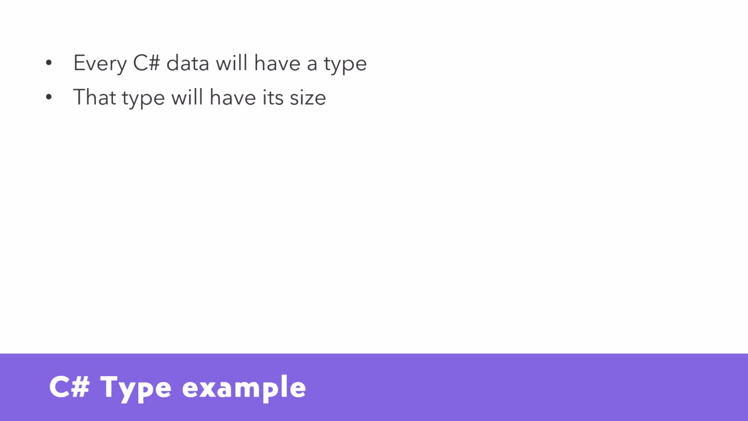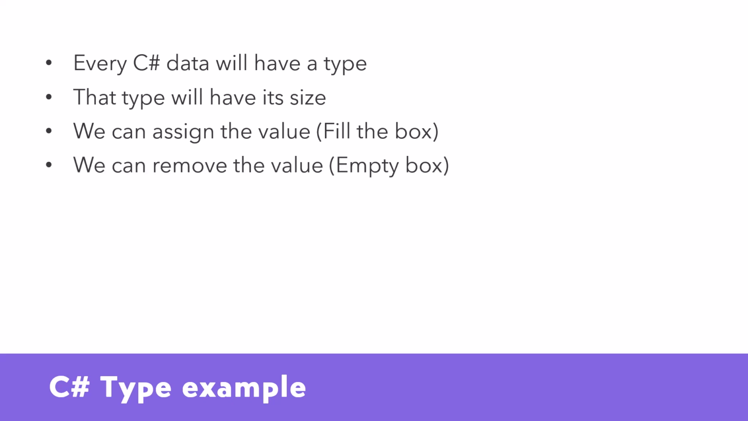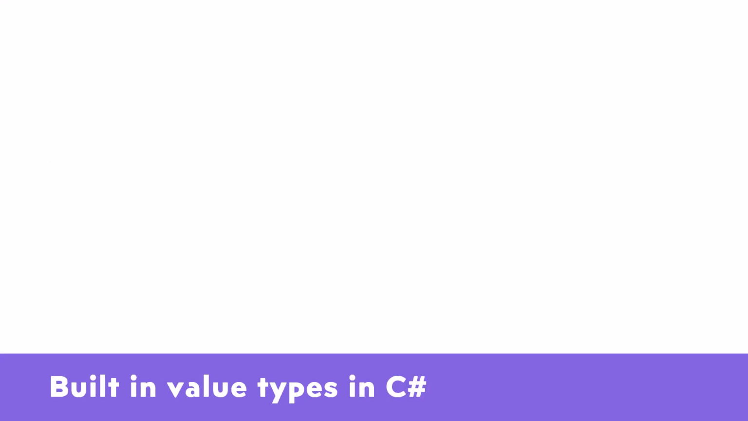For example, if I'm talking about numbers or I'm talking about name, that is the string, they will have their own size. Just like we are filling the box, here we can assign some values to those variables. We can remove the value as well, just like we are having an empty box. Now let's talk about some built-in value types in C#.